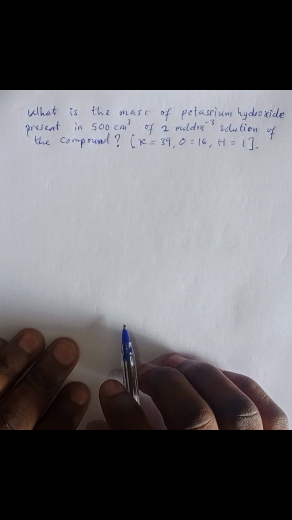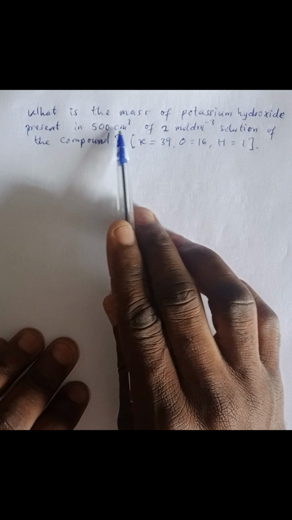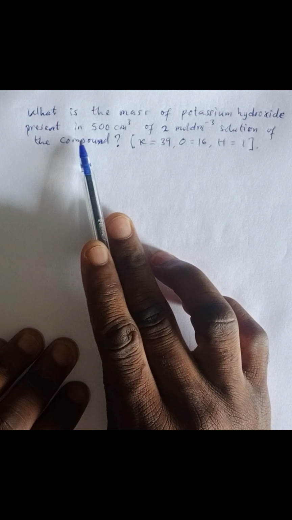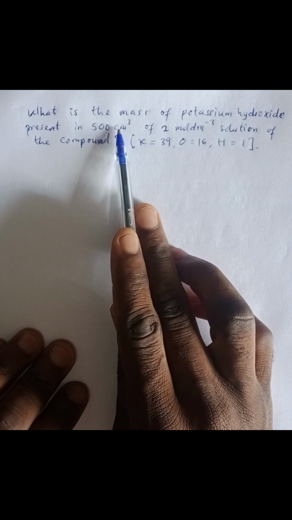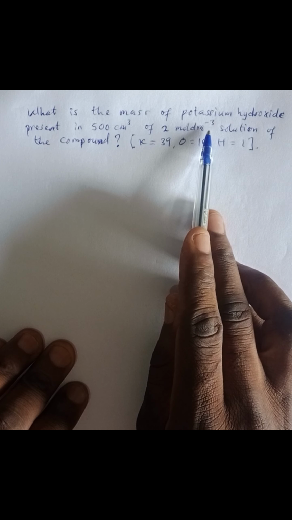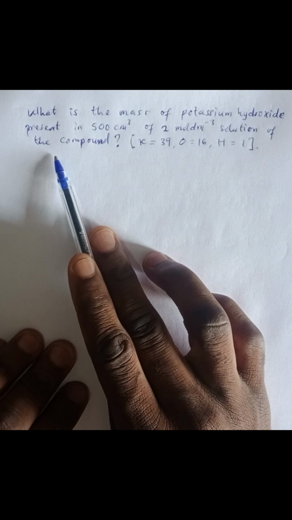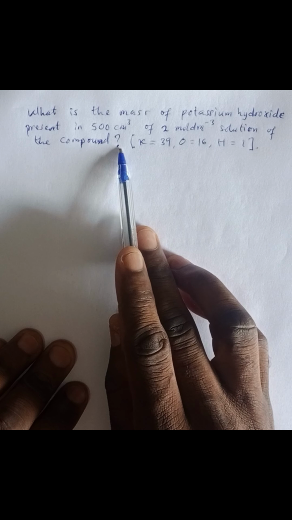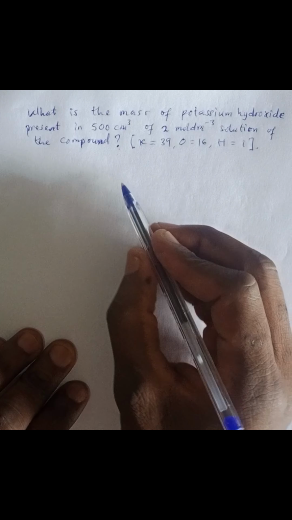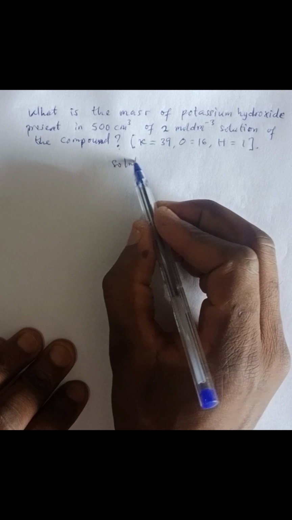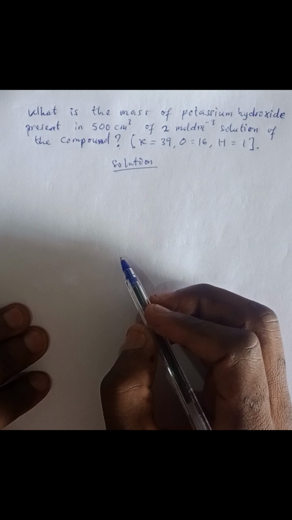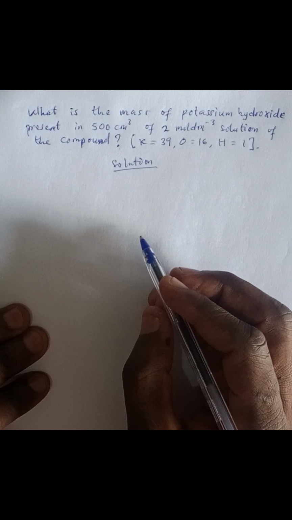This is another question that says, what is the mass of potassium hydroxide present in 500 cm³ of 2 mol/dm³ solution of the compound? All right, let's look at the solution to the problem, and all the steps that will be involved. Let's take it one after the other.